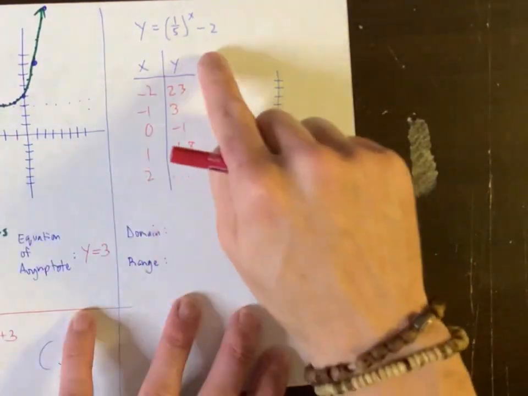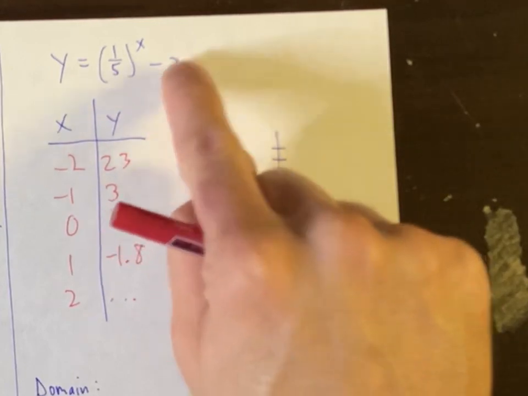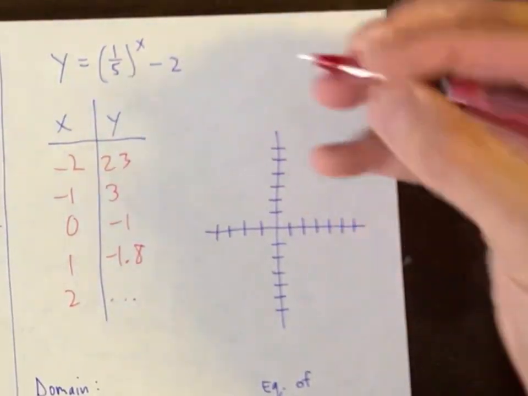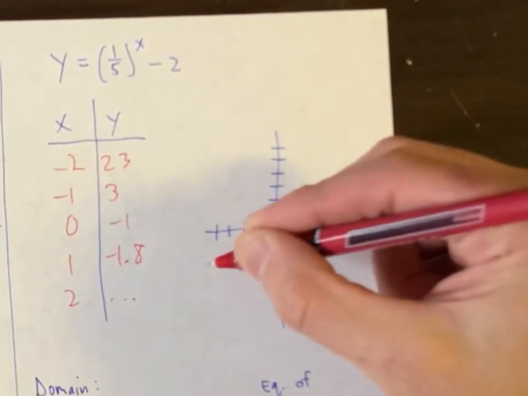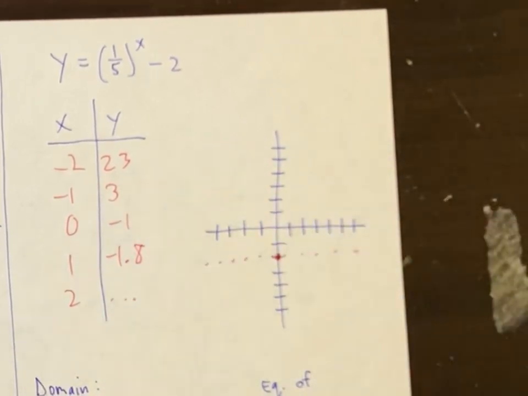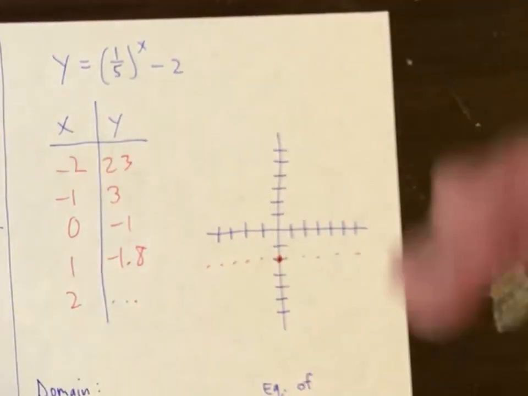The asymptote here is always the back number. Whatever's in the back, that's the asymptote. Here it's negative 2. So go down to negative 2. And that's your dotted line. Okay. Now let's plot these points.